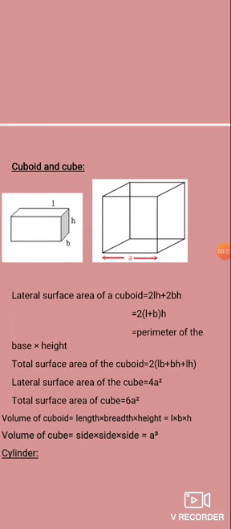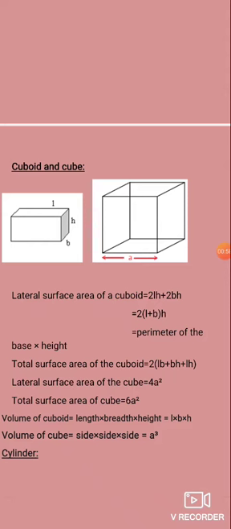Now listen carefully. In 9th class we have discussed all the solids and their surface areas and also volumes. So the first solid is which one? Cuboid and cube. The lateral surface area of a cuboid is 2LH plus 2BH, or we can take the common factor 2H, then 2 into (L plus B) into H, which is equal to the perimeter of the base into height. Now the total surface area of the cuboid is equal to 2 into (LB plus BH plus LH).